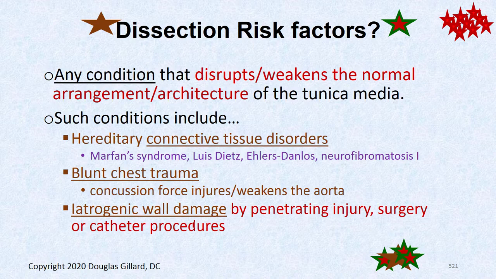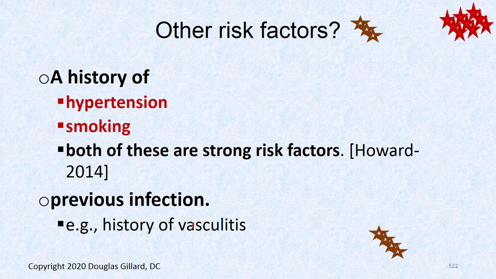Risk factors. So any condition that weakens the tunica media, or all of the tunics for that matter, such as the hereditary connective tissue disorders, Marfan's, Loeys-Dietz, Ehlers-Danlos, neurofibromatosis 1. Blunt chest trauma, where you're in a car crash and your chest hits the steering wheel, you get a concussion injury to the descending aorta somewhere, or any part of the aorta. And catheter procedures, any old puncture or scraping injury from a catheter procedure, like an angioplasty of the coronary arteries. Some other risk factors, smoking and hypertension are strong risk factors. A previous infection, or vasculitis of any of the aortas is also a problem.